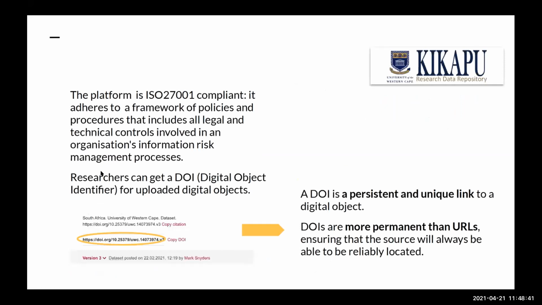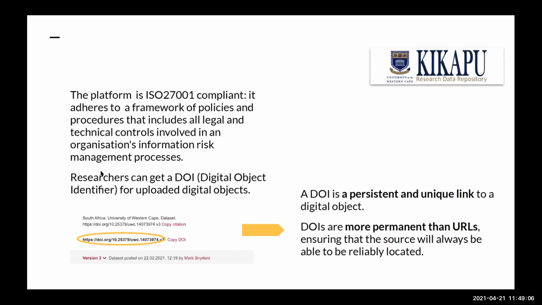ISO certified infrastructure means that the Figshare system is extremely secure. Figshare is ISO 27001 compliant. This is a specification for an information security management system known as an ISMS. This is a framework of policies and procedures that includes all legal and technical controls involved in an organization's information risk management process.